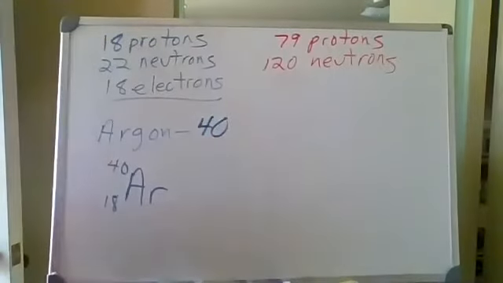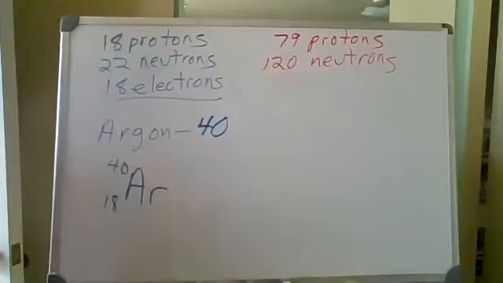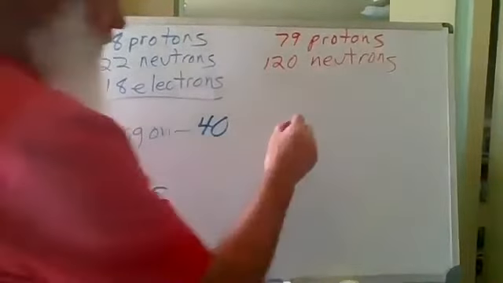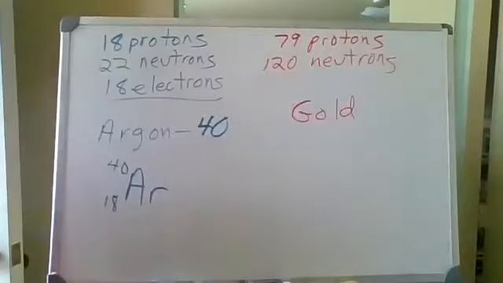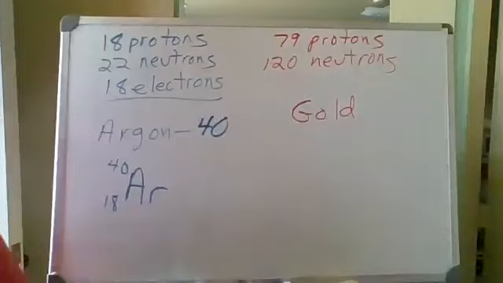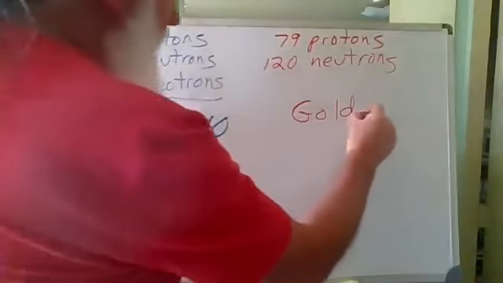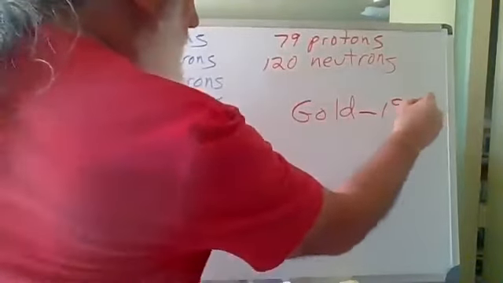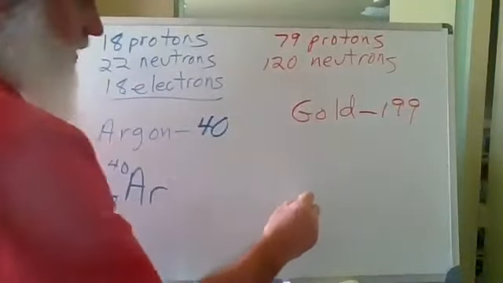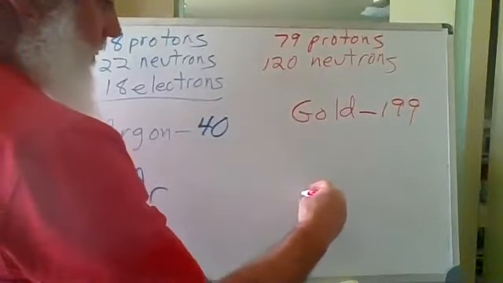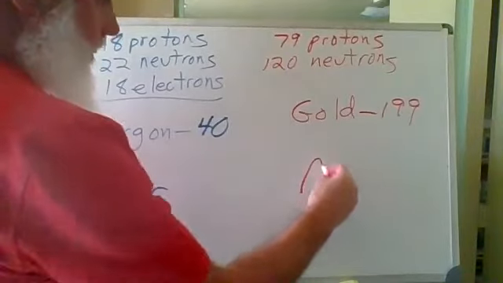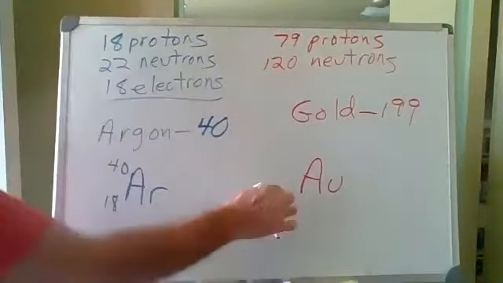Okay, what's the name? D block. Gold. Okay, and the mass? 199. All right, and the symbol is? Capital A, lowercase u. Gold.